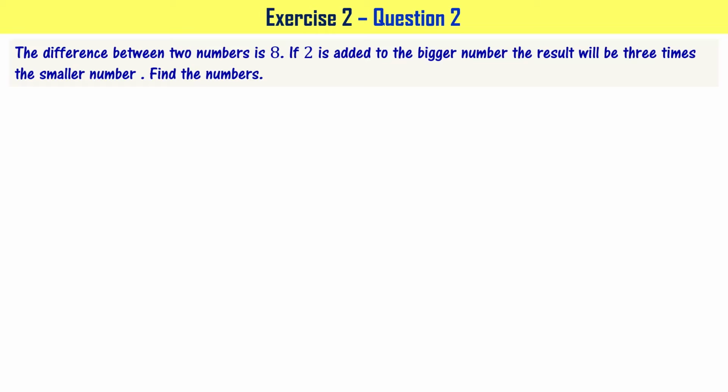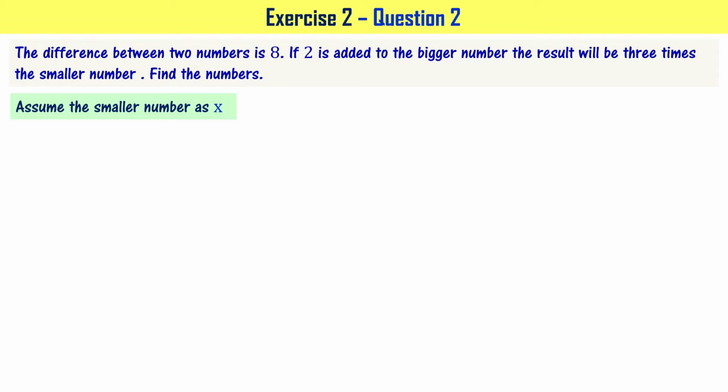Question number 2 is the following. The difference between two numbers is 8. If 2 is added to the bigger number, the result will be 3 times the smaller number. Find the numbers. We're given two statements and we are asked to find two numbers, right? The difference between two numbers is 8. That is the first statement. And the second statement says that if 2 is added to the bigger number, the result will be 3 times the smaller number, right? Let us assume that the smaller number is x.